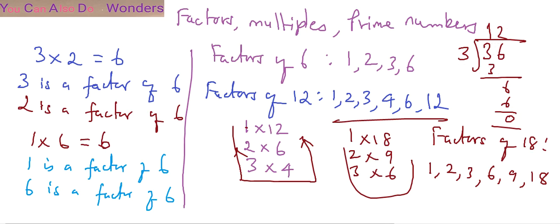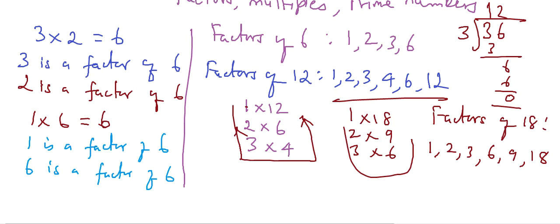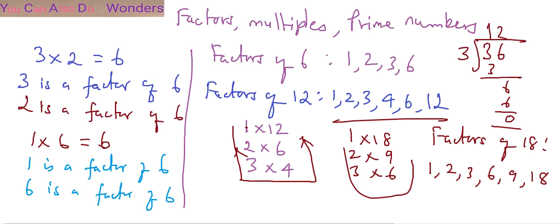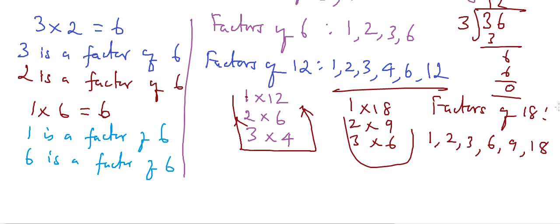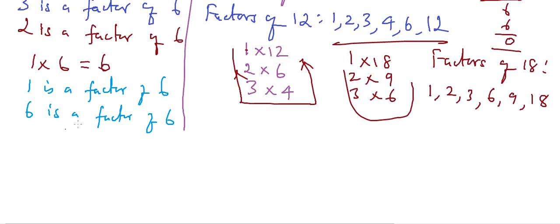So if you know one factor and divide the number by that factor, whatever the quotient is will be the other factor. Again, when you divide a number by another one, if the remainder is not 0, that means it's not a factor. So you should know some basic things about divisor, quotient, dividend, and so on.